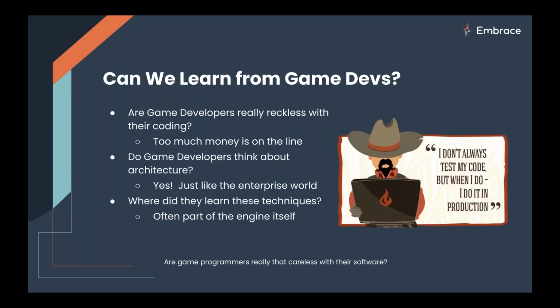So what can we learn from game devs? Are they really just reckless cowboys slinging code into production and hoping for the best? Well, that's not really true anymore. The modern game has way too much money behind it to be doing anything like that. Modern gaming studios have full architecture teams with full-time architects that help the rest of the developers understand the patterns that they use and make sure everyone is sharing patterns and knowledge across the studios. So game developers think about architecture just as much as we do.